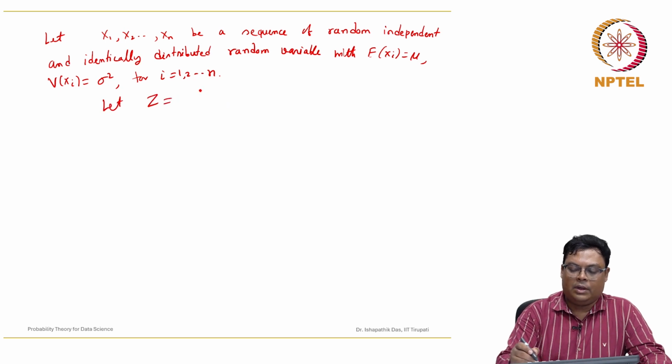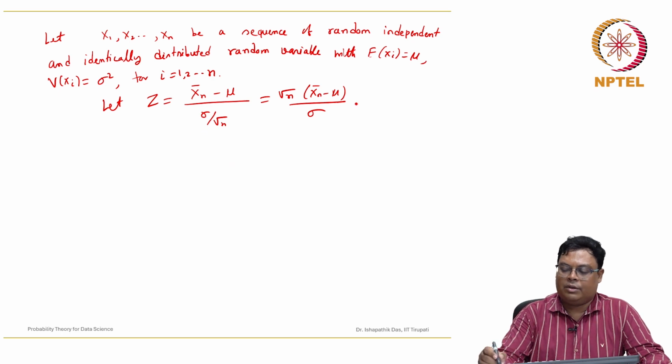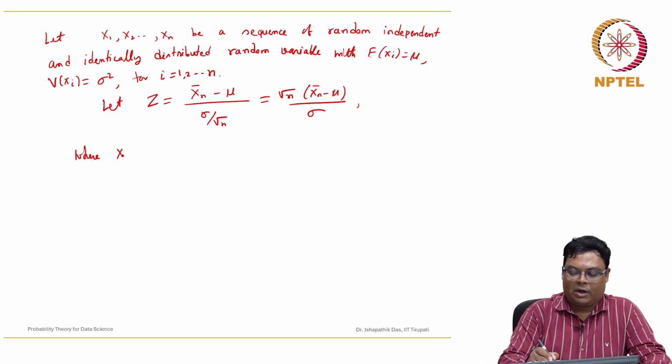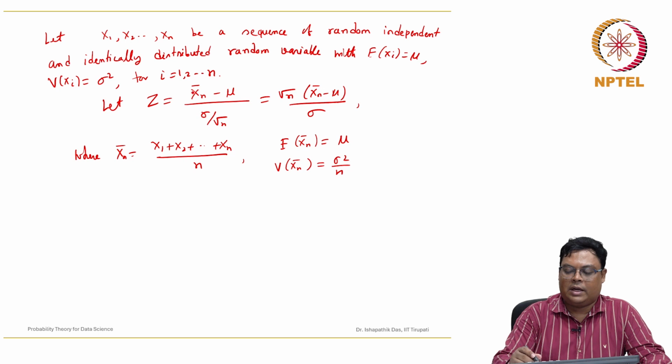Zn is equal to (xn bar minus mu) by (sigma by root n). If we simplify, this is root n times (xn bar minus mu) by sigma, where xn bar is x1 plus x2 plus ... plus xn by n. We just computed that the expected value of xn bar is mu, and the variance of xn bar is sigma square by n. So in this transformation we are subtracting the mean and dividing by the standard deviation of xn bar, which is sigma by root n.